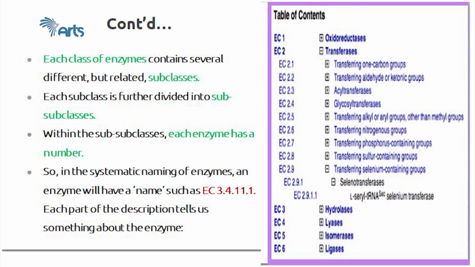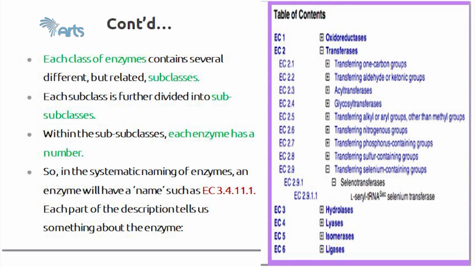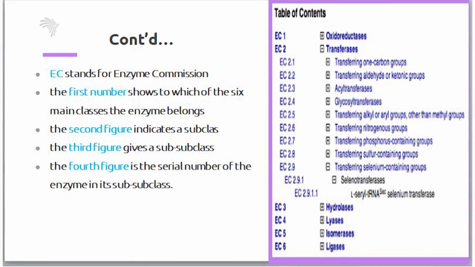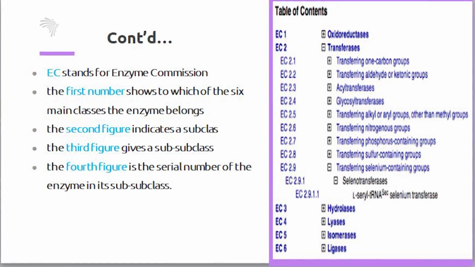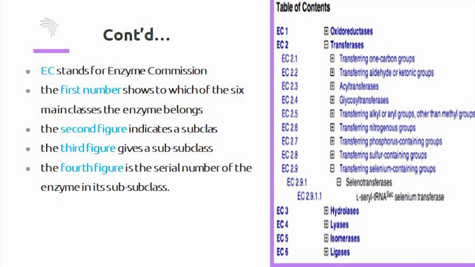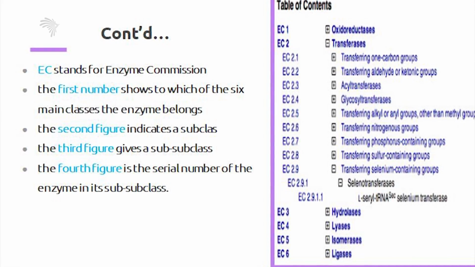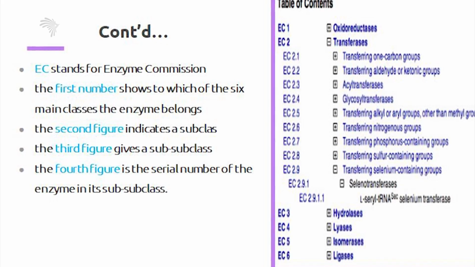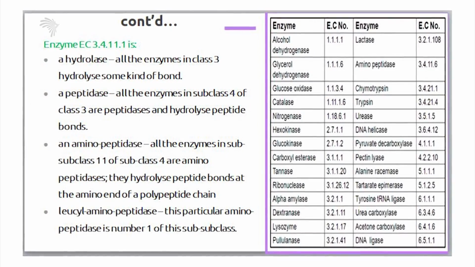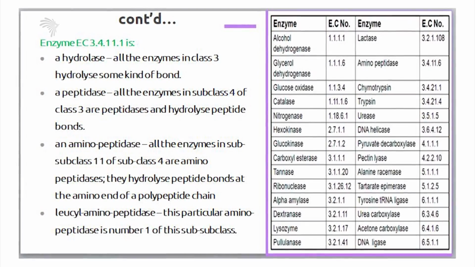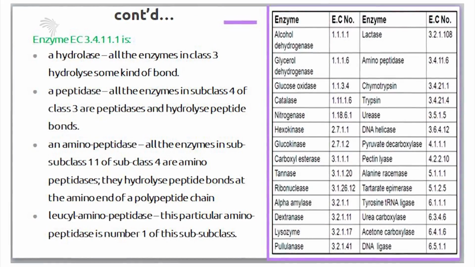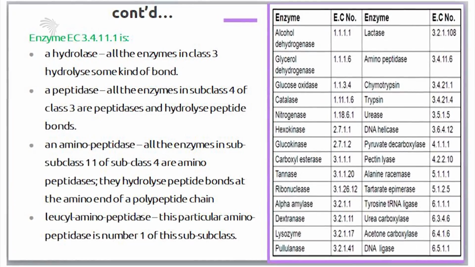So here, enzyme EC 3.4.11.1. Each of these numbers refers to something. The first, 3, refers to the enzyme being a hydrolase. The second, 4, refers to a peptidase. The third, 11, refers to aminopeptidase. And the last digit, 1, refers to leucyl aminopeptidase. This way, the Enzyme Commission names those 6 classes of enzymes with their subclasses and numbers. You can see here on the left side of the slide how different enzymes have been named.